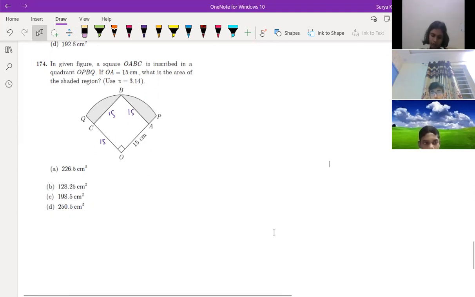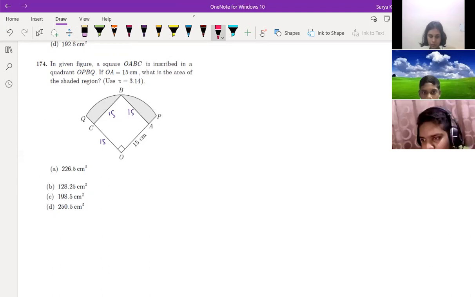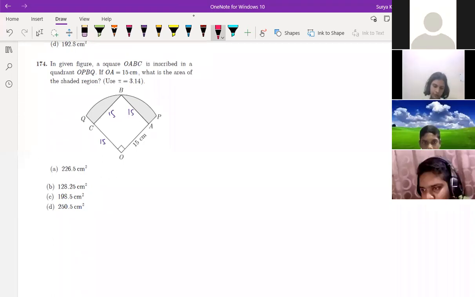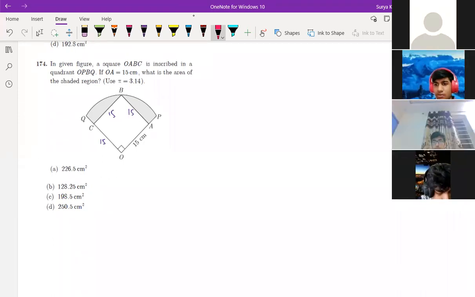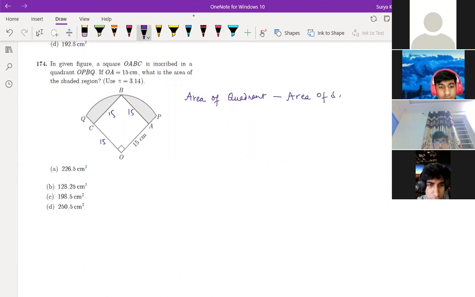Yeah, who got the answer? Rasul, how to solve this question? Tell me, Rasul. Sir, I'm not getting. Area of quadrant minus area of square, you can do. Rasul, if you say not getting, who will know then? It's so easy a question. Area of what? Quadrant. You know area of quadrant? So we don't know how to find the radius of this, right? That only you are having doubt, correct?